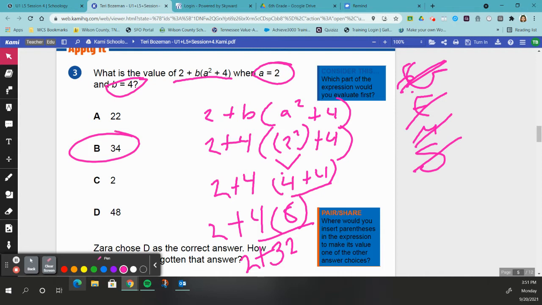So I wonder if Zara did 2 plus 4 and got 6 and then multiplied 6 times 8 to get 48. So that was probably Zara's mistake.